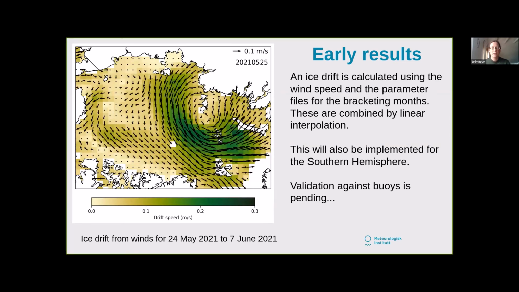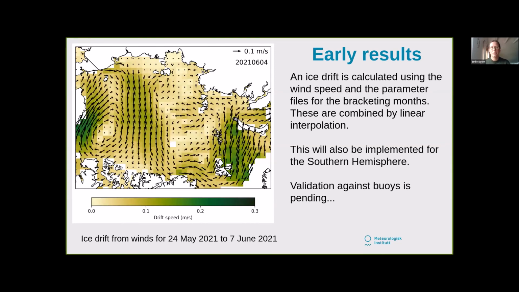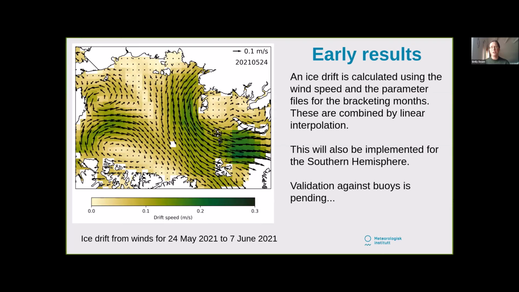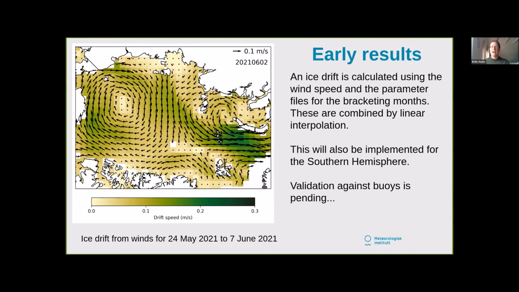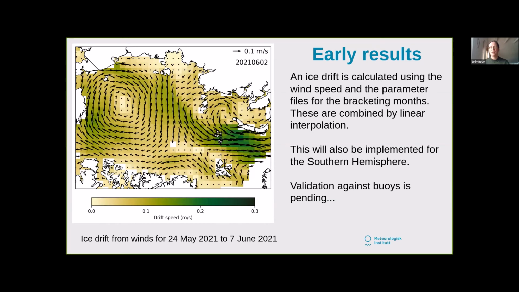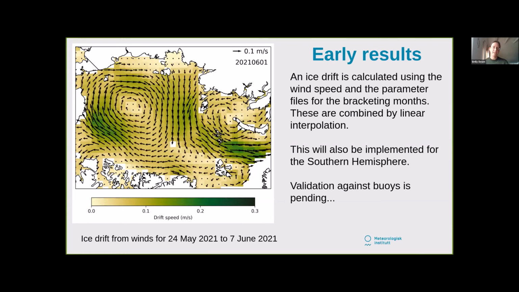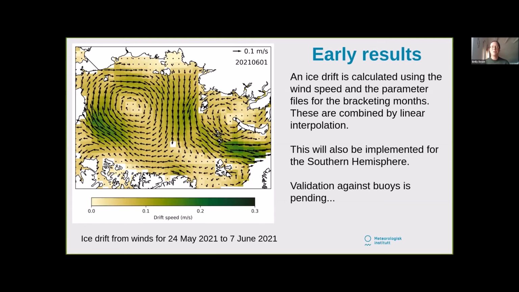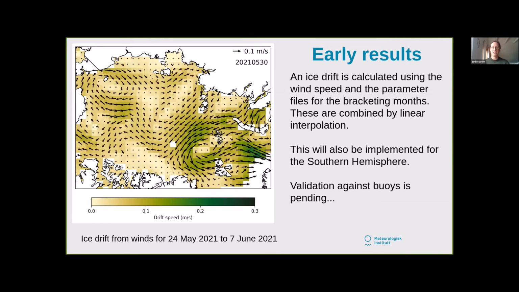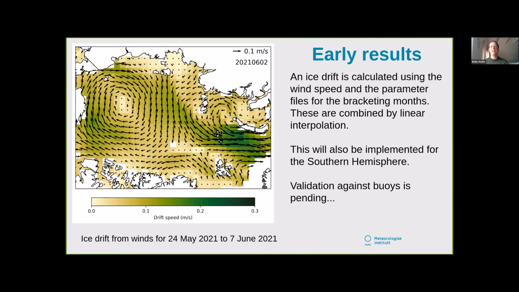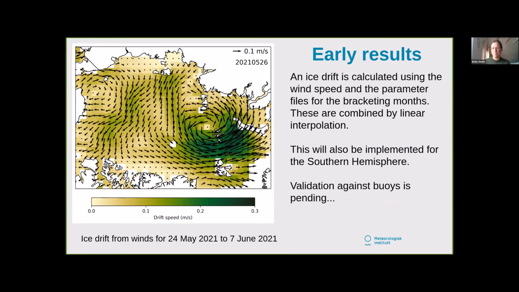So here are some early results from late May, early June. So far we've done this for the Northern Hemisphere only, so we'll be doing this for the Southern Hemisphere. Our next step is to validate this against the buoy data and see if we can refine it and investigate where it will be useful to use in the summer season, whether it can be used for patching or for supplementary ice drift maps in the summer.